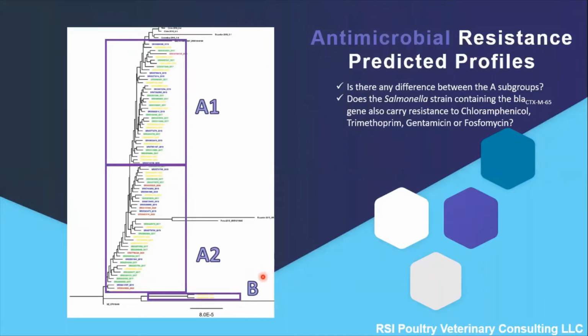Regarding the phylogenetic group B, this group is formed by those isolates that do not carry any plasmid or any antibiotic resistance.